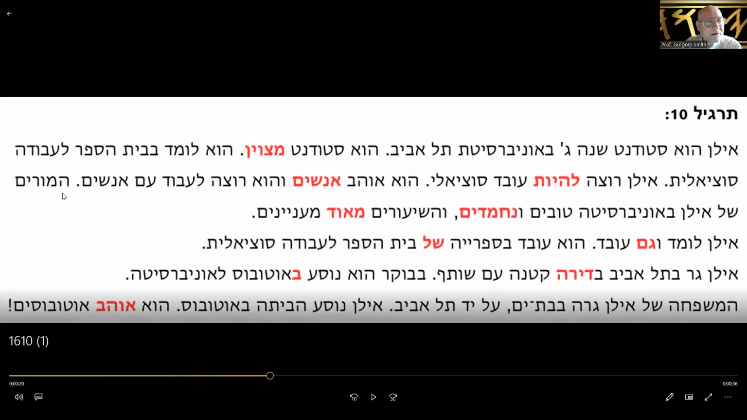Okay, you see that? Now we should hear this here where it says hamorim shel Elan, the teachers belonging to Elan, b'universita tovim v'nehmadim. Oh, look at this here. I think I put something else in there. No, I think I put nehmadim because all the red is what you put in the blanks.